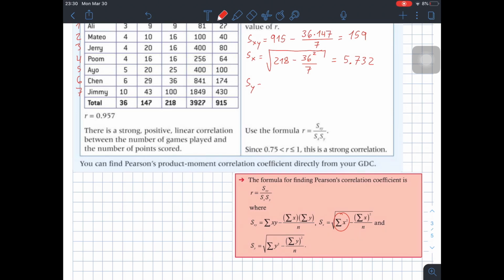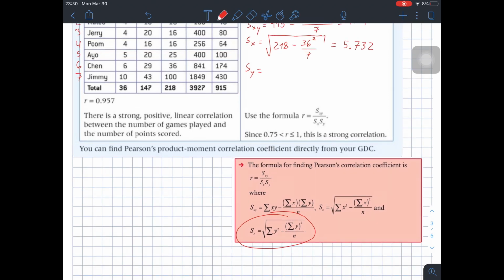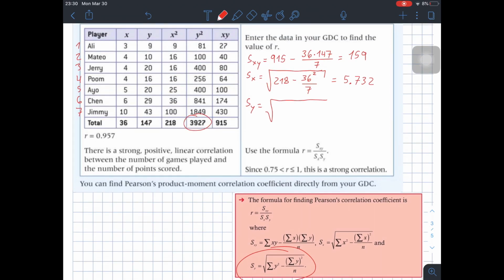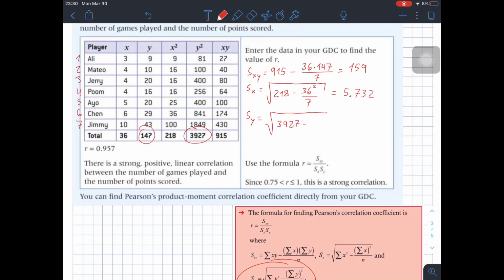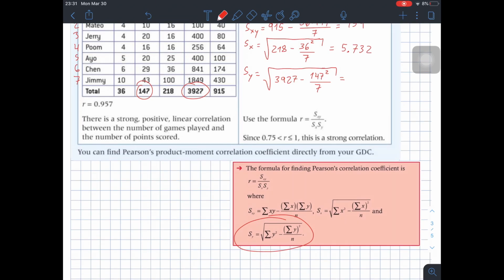Finally, the covariance of y is using this formula, right? So we're going to do the same thing. The square root of the sum of y squared, that is this 3927, minus the sum of y and the result squared, so 147 squared divided by 7. So then we get the covariance of y, which would be the square root of 3927 minus 147 squared over 7. This gives us 28.983.